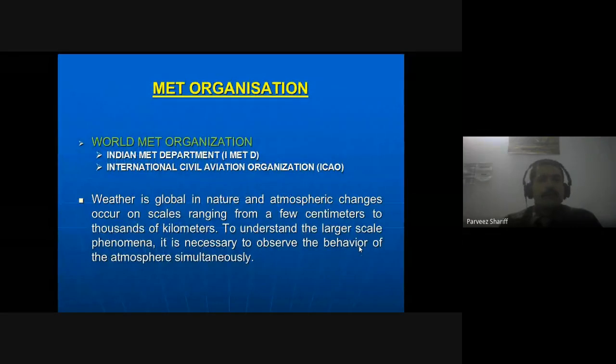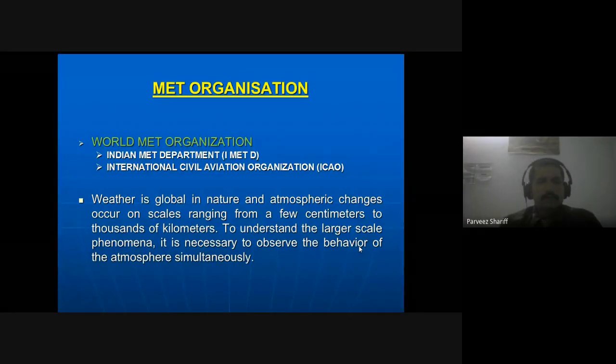If you look into the sources of information, the World Meteorological Organization is one. Under that, we have the Indian Meteorological Department and the International Civil Aviation Organization. The Indian Meteorological Department provides all the necessary information related to India and the surroundings of India, the weather conditions, and the changes in the weather conditions.